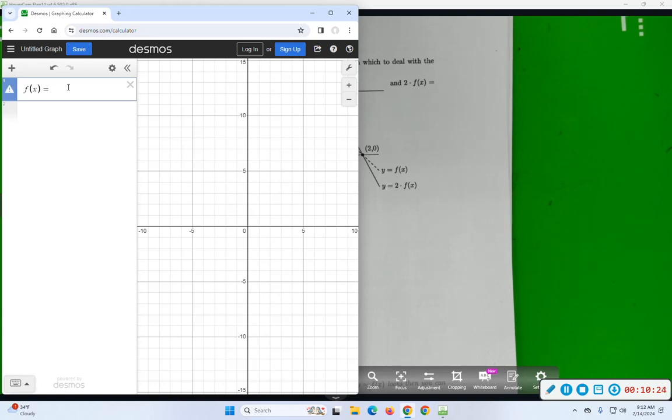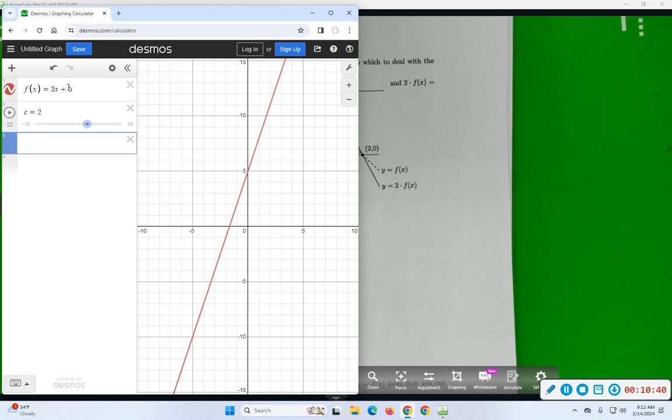Give me a function you'd like to work with. 3x plus 5. All right. Let's declare this constant, and I'm going to let it vary: c times f of x. Now let's see. Does that green line look like it's the same as the red line but vertically stretched? Like the y values were all doubled?